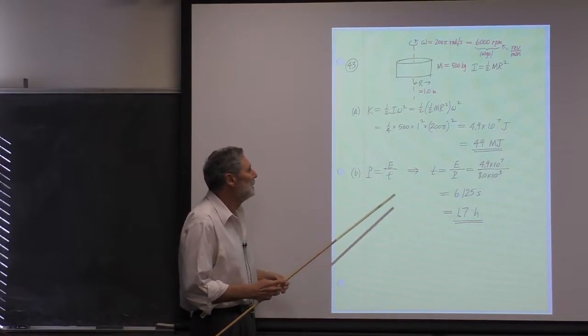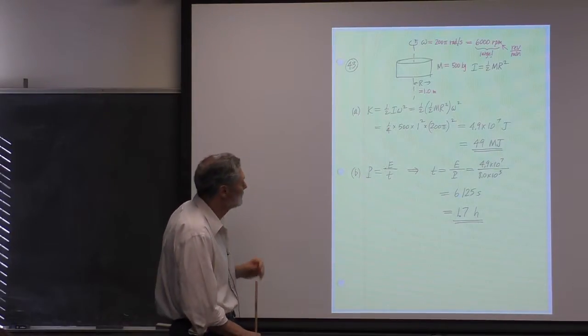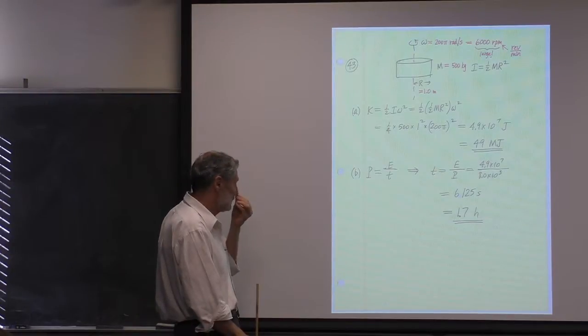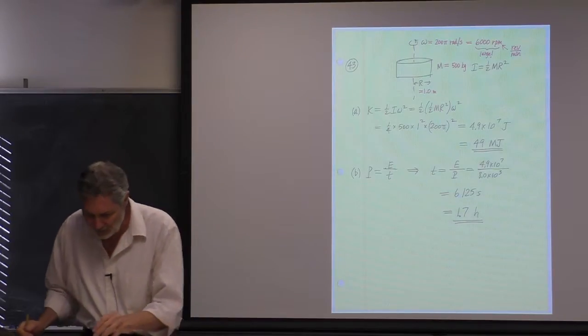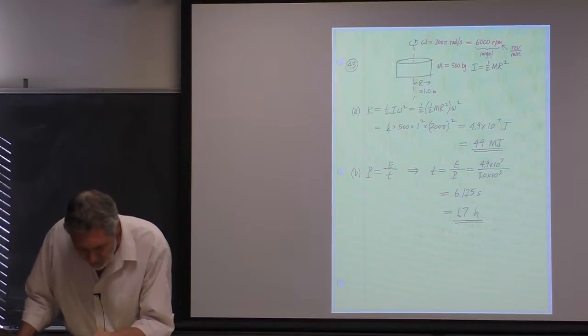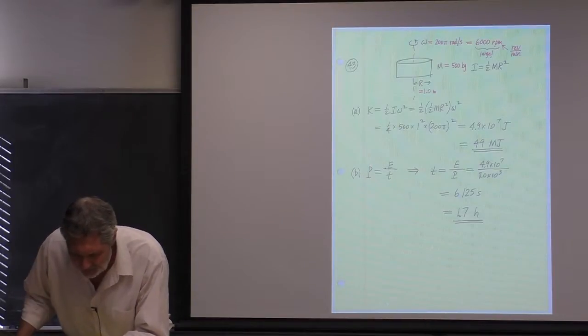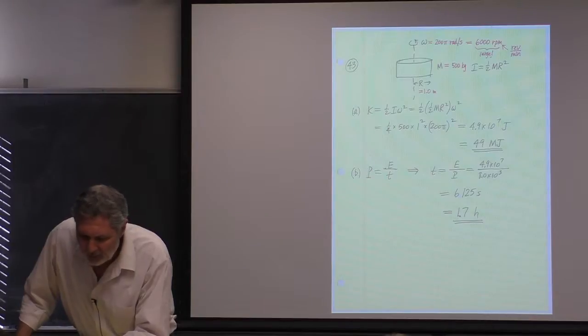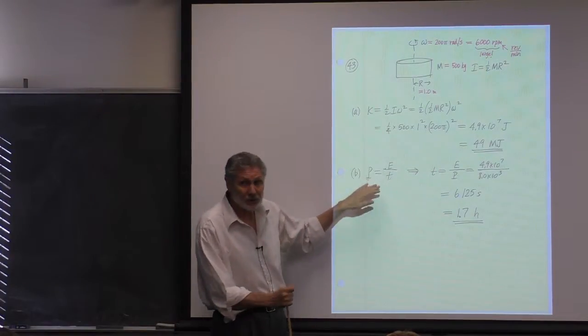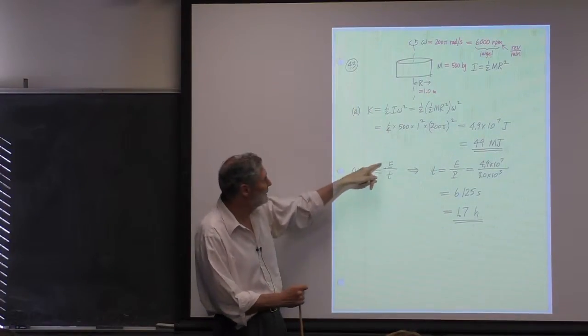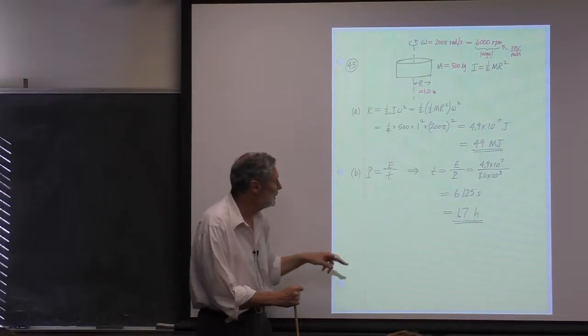Let me look at this. I just realized a problem here. So we're dealing with average power, okay? So the average power is the total change in energy over the total change in time. And that's why I didn't put the deltas. This is going to be the total energy.